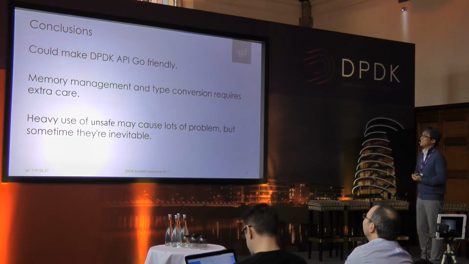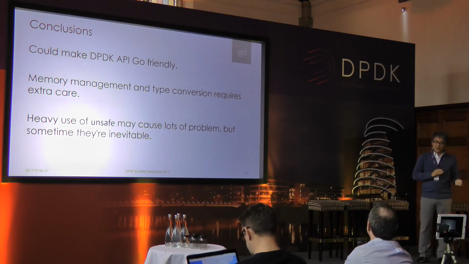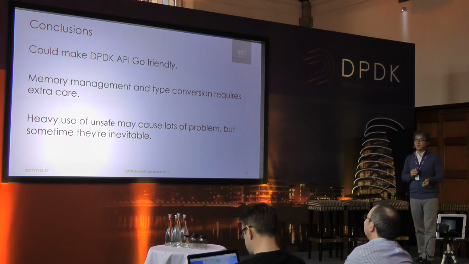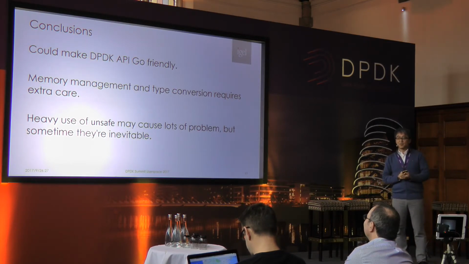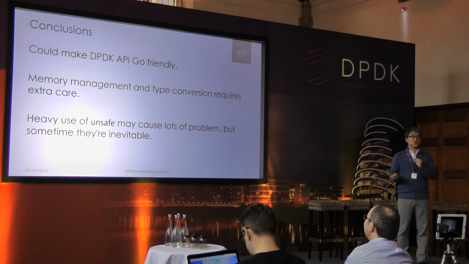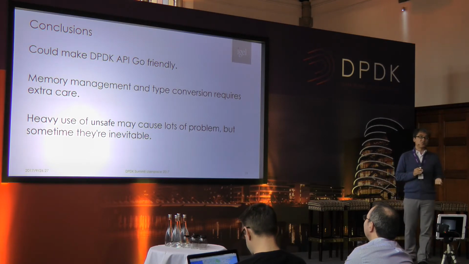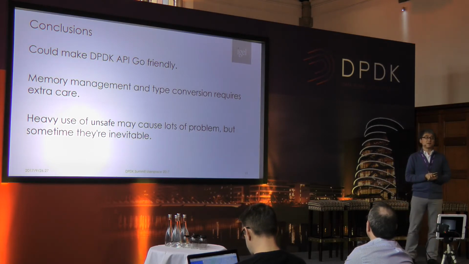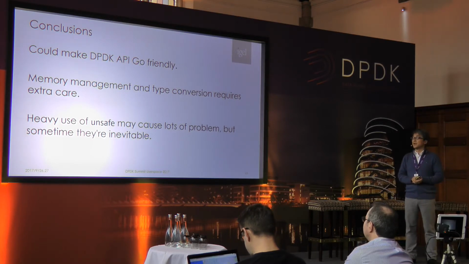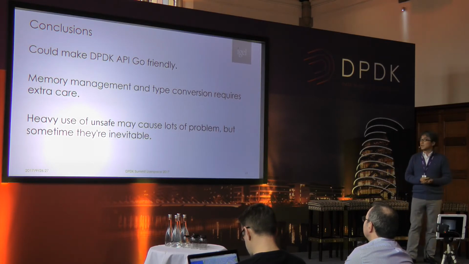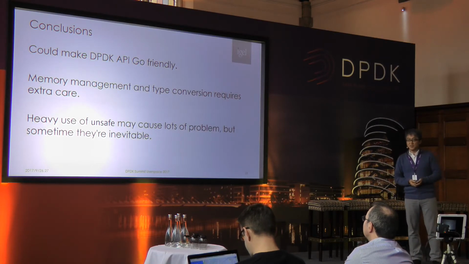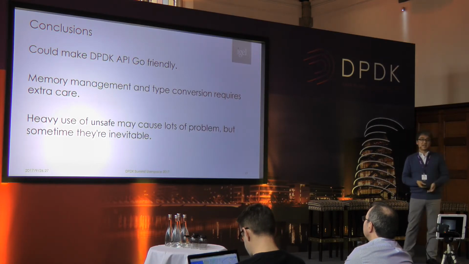But anyway, we could make the DPDK API Go friendly. They managed to get the type safety. The memory management and type conversion, though, require extra care, which still needs some more effort. And because of this we have to use a lot of unsafe internally. We'd like to fix this problem in the future, but right now it is inevitable.